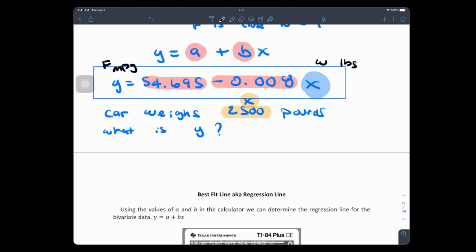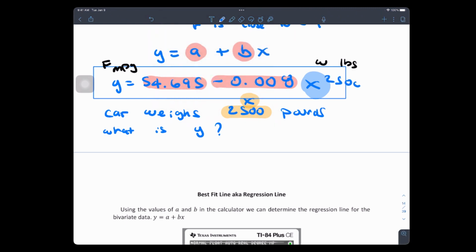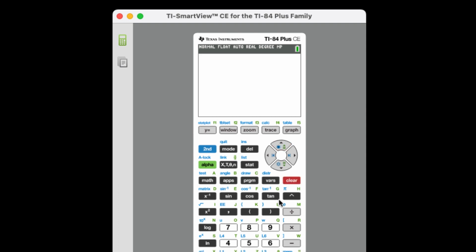So what you'll do is you plug in for X. Algebra. Oh, I know, there's no longer a prerequisite of algebra. Here we go. Let's find out what that is. This is what's replacing algebra, the calculator. 54.695 minus 0.008 times. Now comes the X value. What was the weight? 2,500.